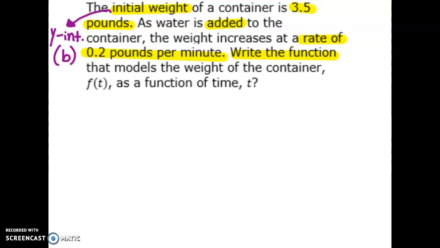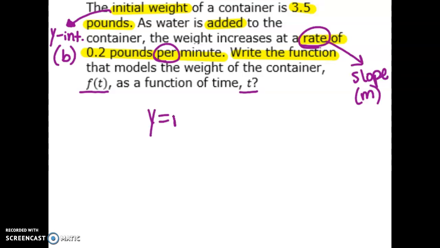Okay? When we see rate, or we see the word per, that means we're talking about the slope. And in the equation, your slope is your m value. And in this one, notice that instead of y and x, it gives you f of t and t. So instead of writing y equals mx plus b, instead of y, you're going to use f of t. And then instead of x, you're going to use the letter t.